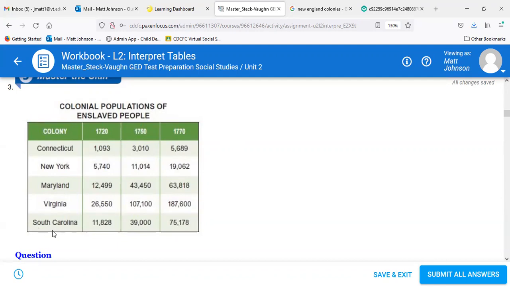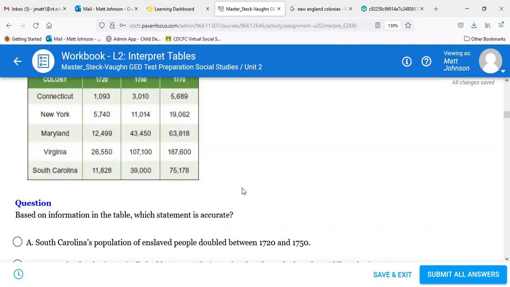And okay, so it's actually not necessarily completely numerical because South Carolina did not have as many at any time as Virginia did. So that's the one exception there, at the bottom, where South Carolina did not have as many. All right, let's look at our question here.